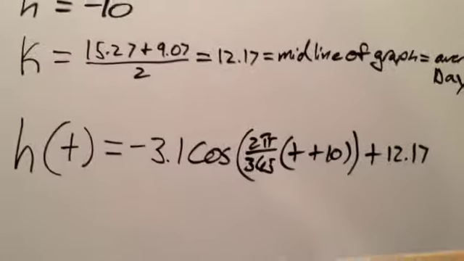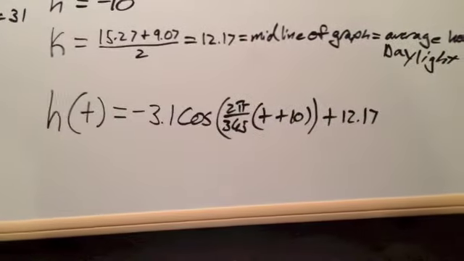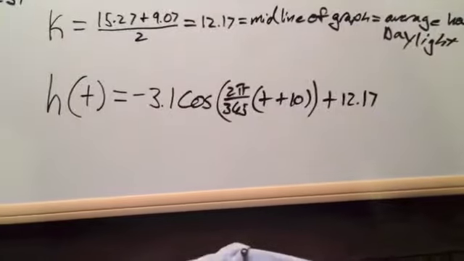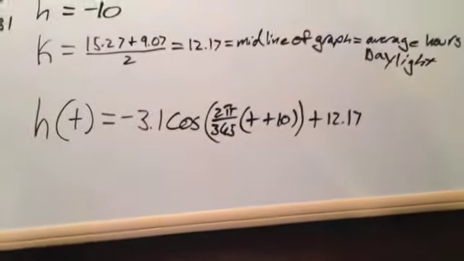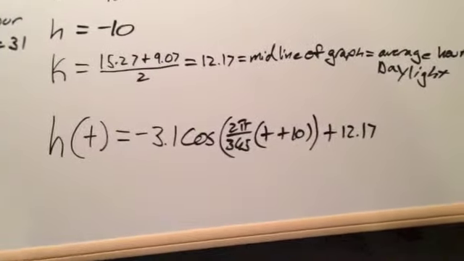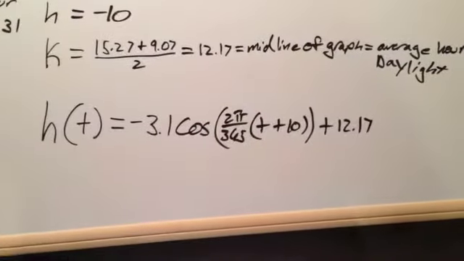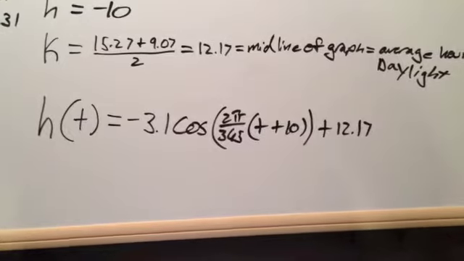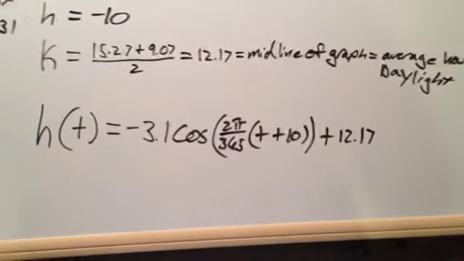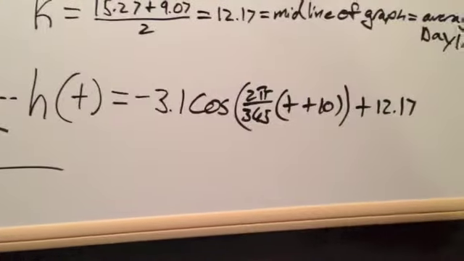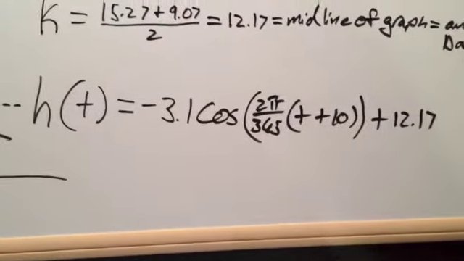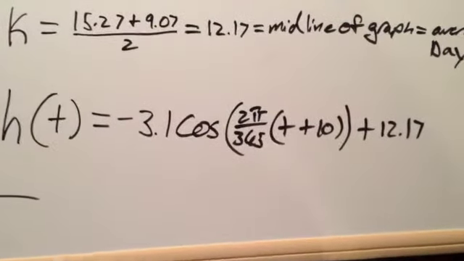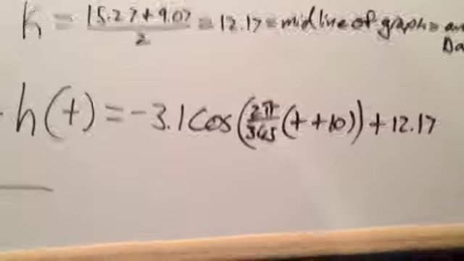So after we have all these values, we can plug them into our original formula, and we get h of t equals -3.1 cosine 2 pi over 365 times t plus 10 plus 12.17. As you can see, we have a negative cosine graph. A sine graph would have worked, but the h shift would have been different than what we have now.